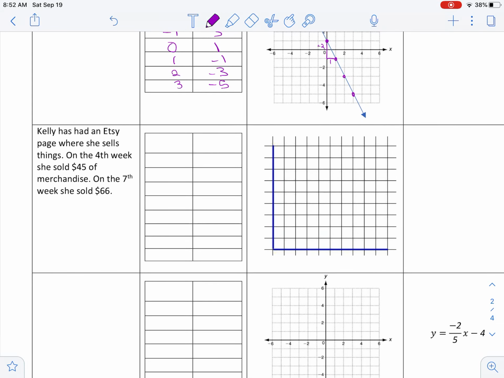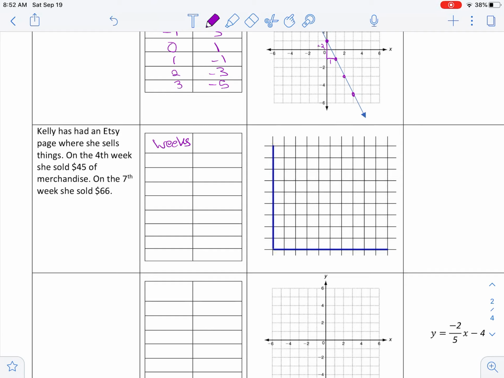Kelly has an Etsy page where she sells things. On the 4th week, she sold 45, it should say pieces of merchandise. On the 7th week, she sold 66. So I see 2 variables being described here.